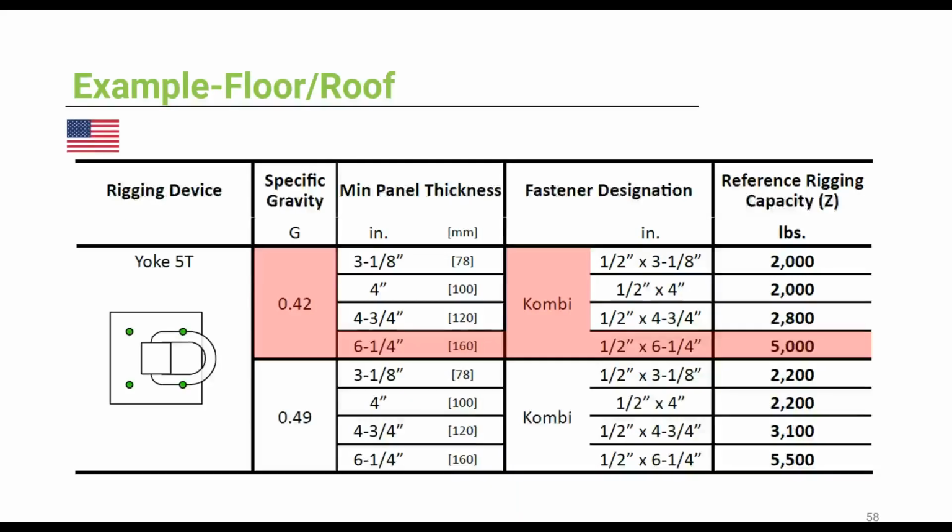Now, if we go to the tables in the design guide, we have 2 options. The first is using a Yoke 5 ton. You would choose the right specific gravity, so it's 0.42 for us. You would choose your panel thickness, then you can find your fastener and your corresponding capacity for 1 anchor. You can see that for 4 Yoke 5 tons, the total capacity would be about 20,000 pounds. So we can easily lift our panel here.